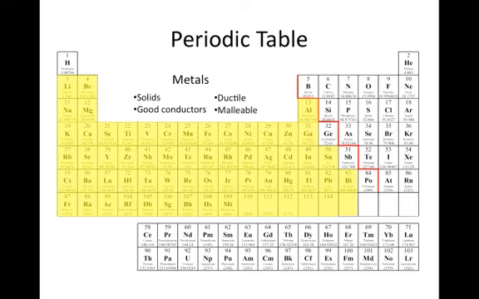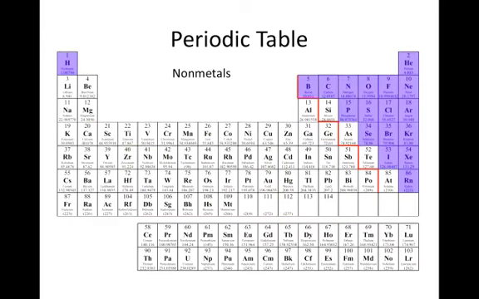Some characteristics of metals that you're probably already familiar with are that they are generally solids at room temperature, they are generally good conductors of electricity, they are ductile, which means they can be drawn into a thin wire, and they are malleable, which means they can be pounded into thin sheets.